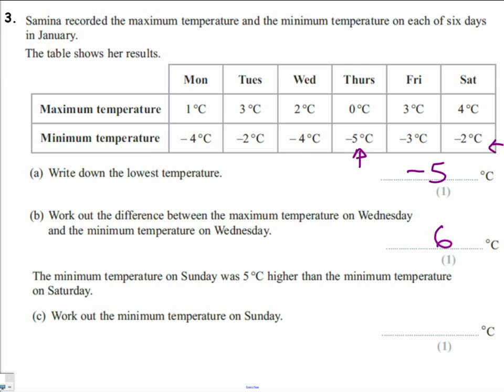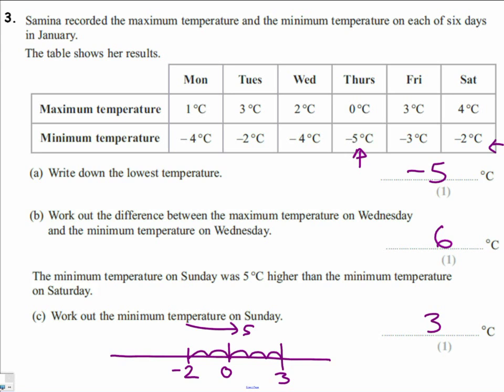Finally, the minimum temperature on Sunday was 5 degrees higher than the minimum temperature on Saturday. Work out the temperature on the Saturday. So again, using our number line and 0 here, the minimum temperature on Saturday was -2 degrees. So it wants us to go 5 degrees in that direction. Well, if we go 2 degrees that way, we end up at 0. So we have another 3 degrees positive. So the minimum temperature on Sunday was +3 degrees C.